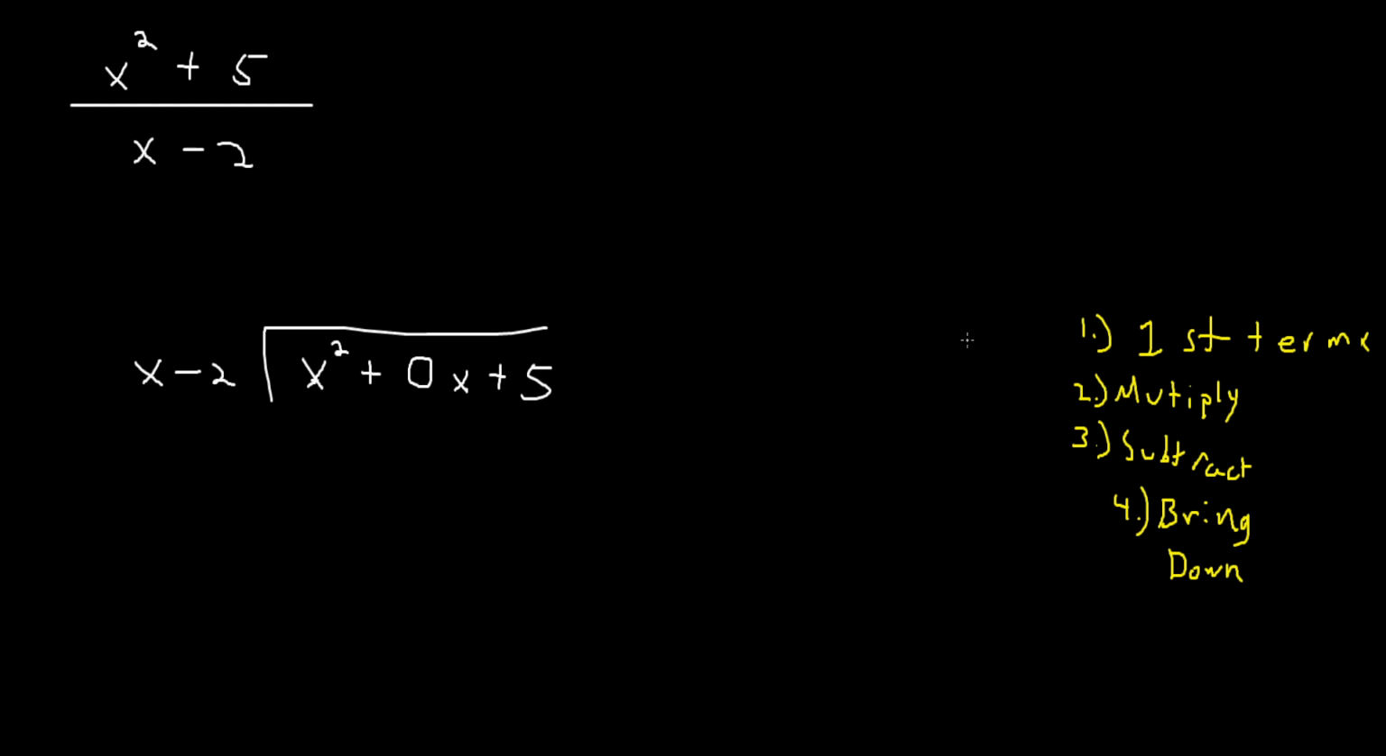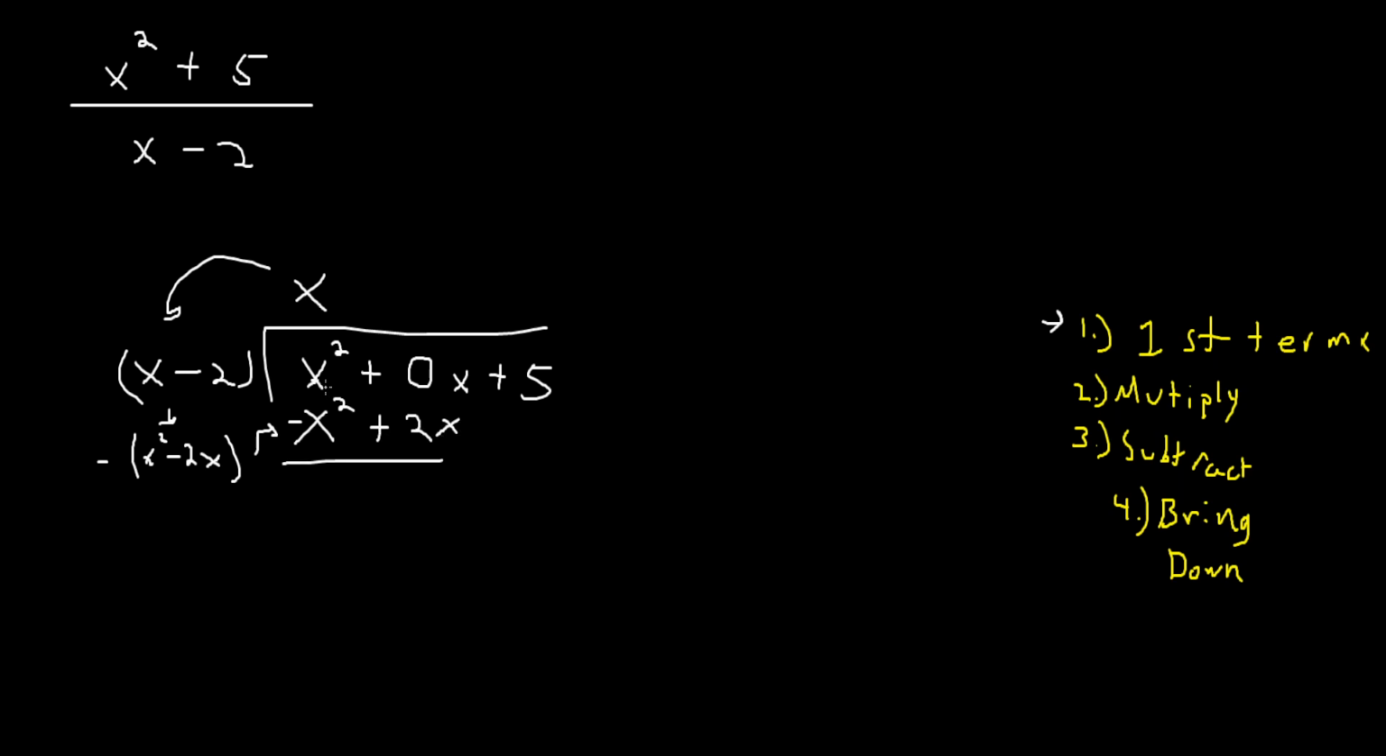Okay. So step 1, first term. So how do I get from x to x squared? Well, I multiply by x. So I do that. That'll give me x squared minus 2x. And I am subtracting that. So when I do minus, I'll do minus x squared plus 2x. Okay. So the first one cancels, all according to plan. 0x plus 2x is just going to be 2x. So then we got plus 5.